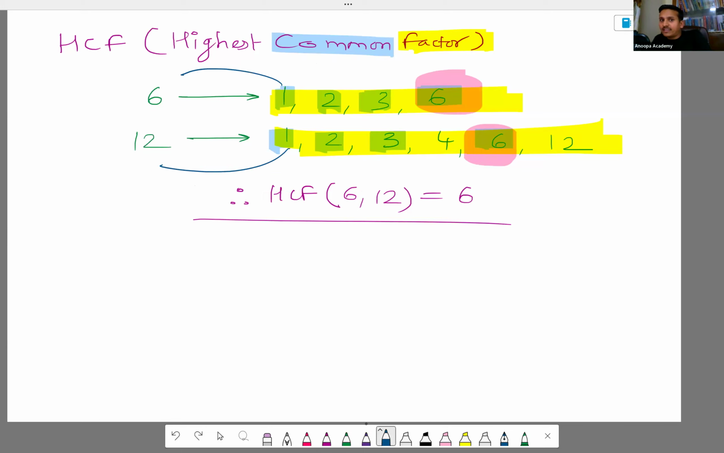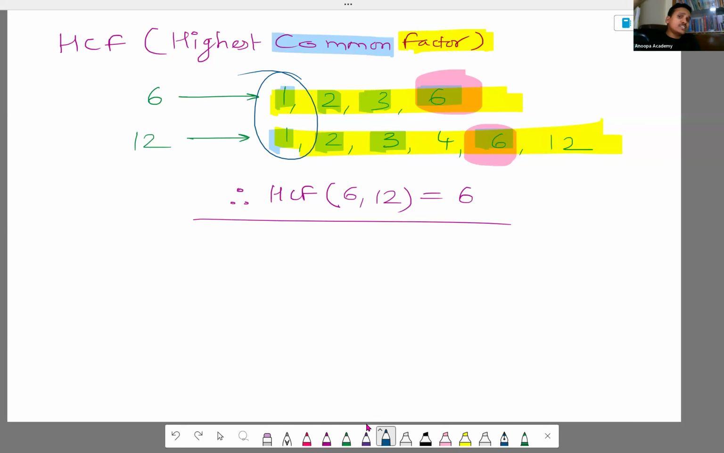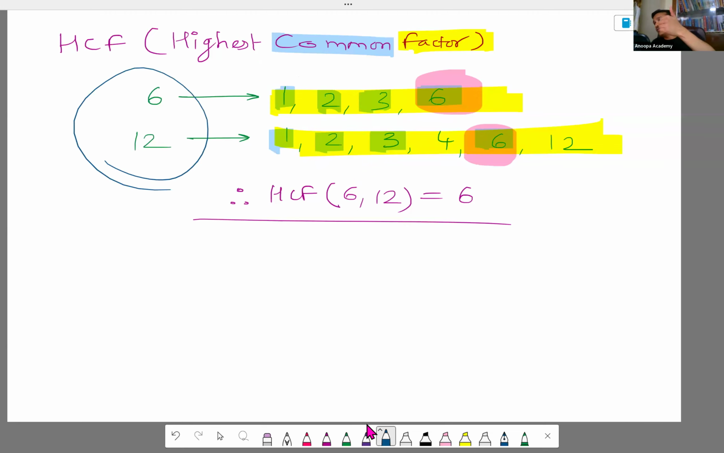Whatever common factors I have taken, common factors can divide both, right? But 6 is the highest common which can divide both. See, 1 can also divide both, 2 can also divide both, 3 can also divide both. But 6 is the largest number which can divide 6 and 12. Yes or no, everyone? Yes. So HCF is always the largest number which divides the given number. Please remember that, okay?